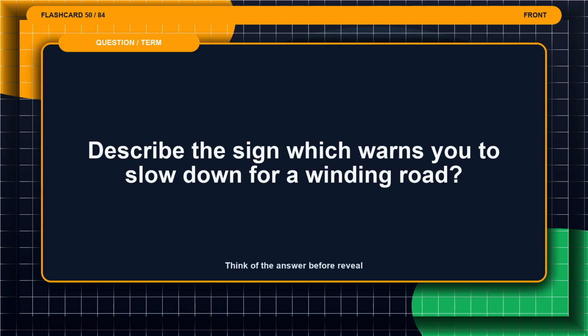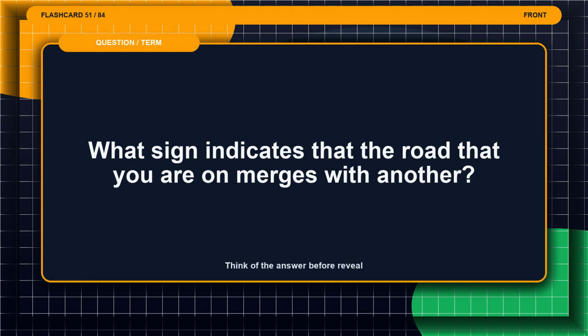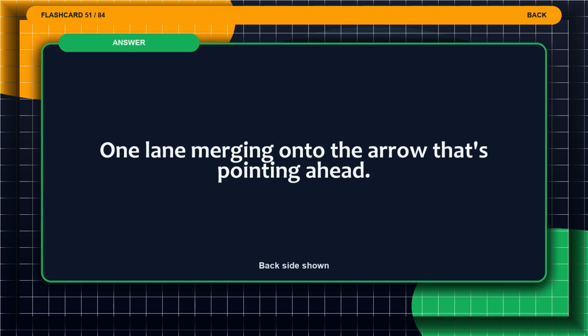Flashcard 50. Describe the sign which warns you to slow down for a winding road. Think of the answer before the reveal. The answer is, yellow, diamond, and a squiggly line pointing ahead. Flashcard 51. What sign indicates that the road that you are on merges with another? Think of the answer before the reveal. The answer is, one lane merging onto the arrow that's pointing ahead.